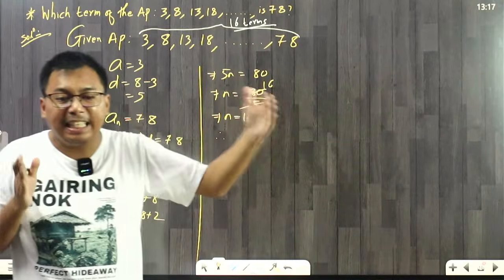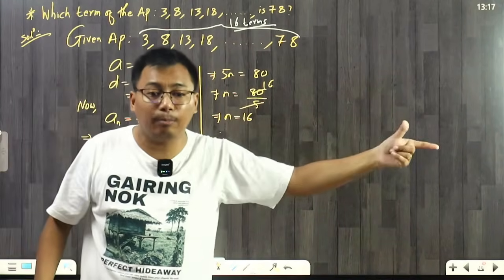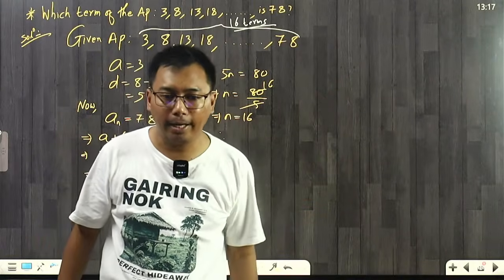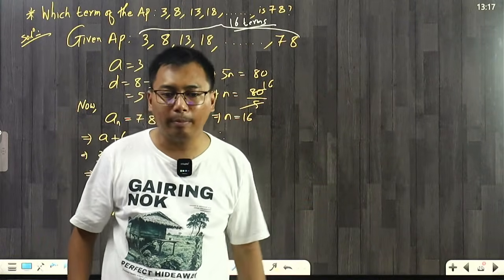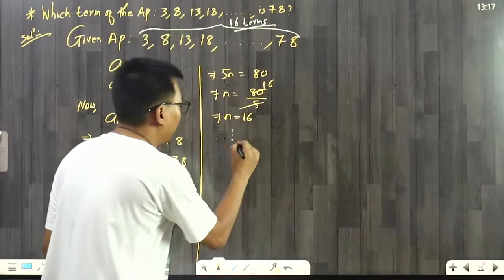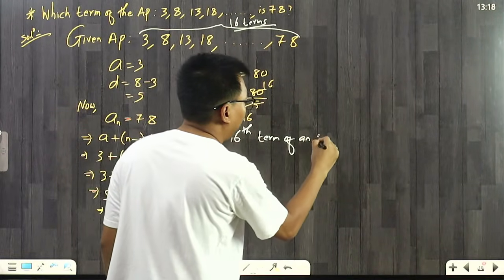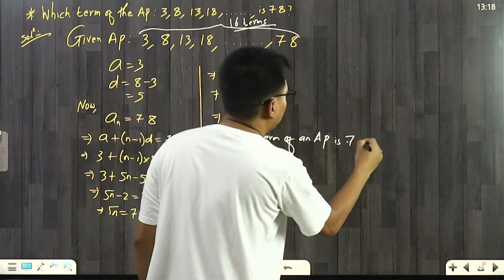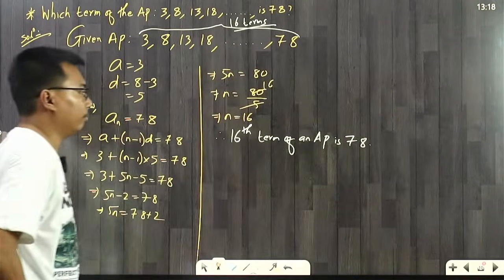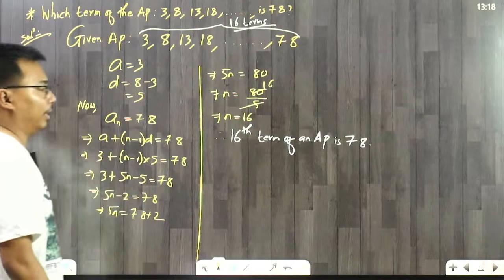So if we have 16 terms, what is our last term? Obviously the 16th term will be my last term. So therefore, the 16th term of this AP is 78.